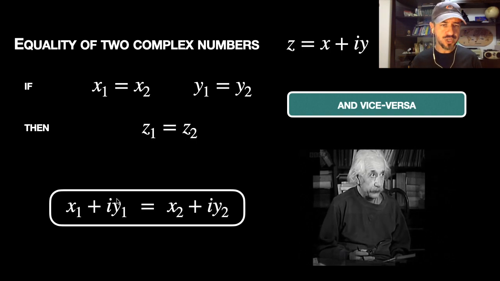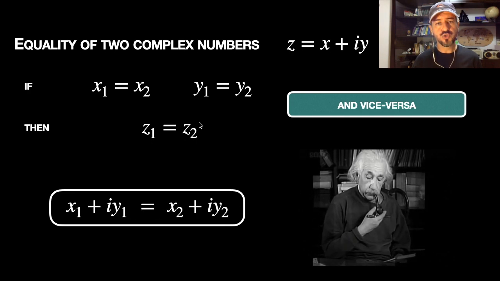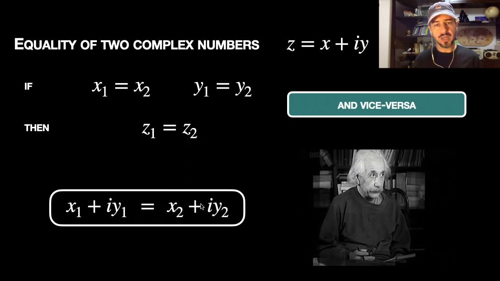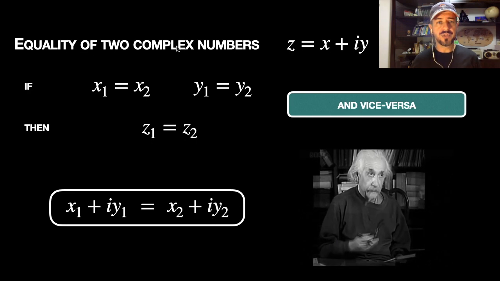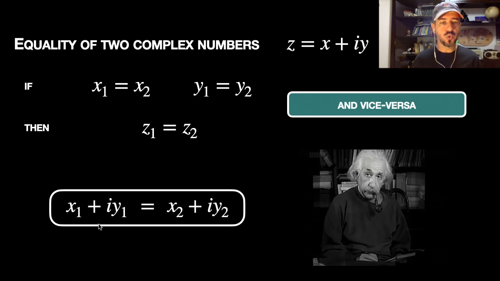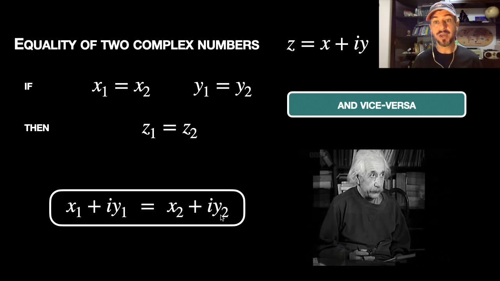Another way to see that is to write z1 as x1 plus i y1 equal to x2 plus i y2. So to have this equality, x1 should be equal to x2 and y1 equal to y2.